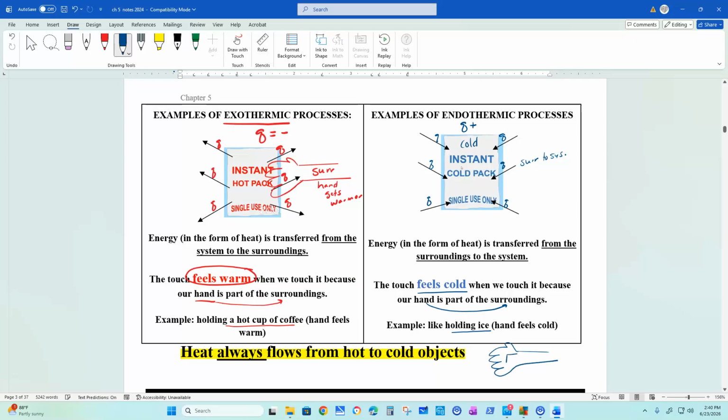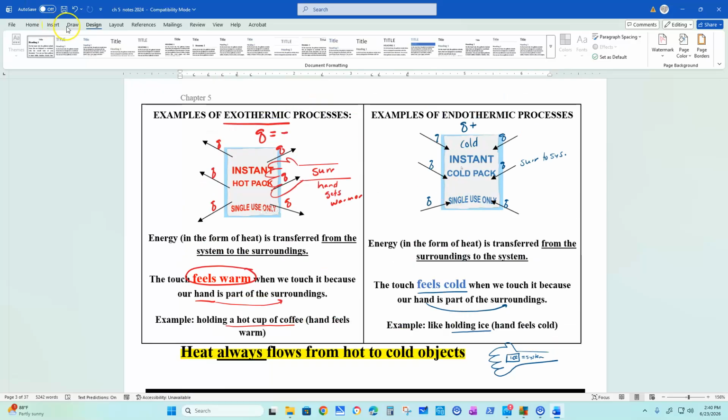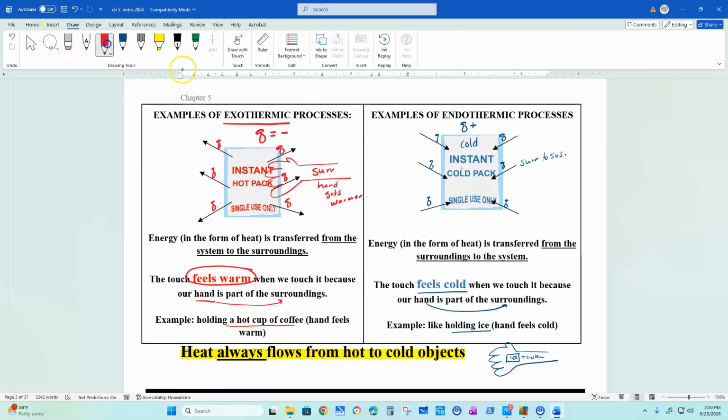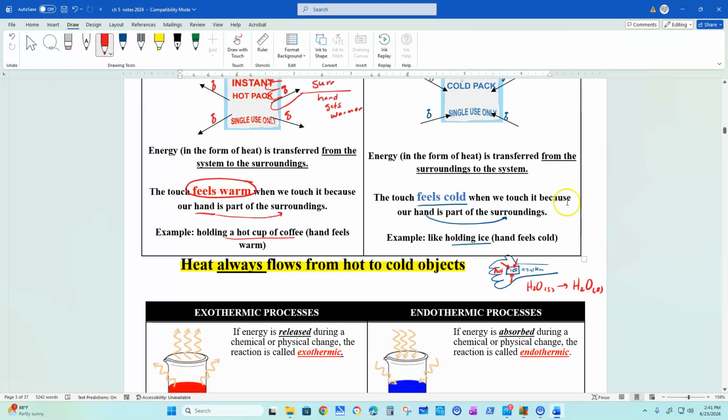So if we have this nice ice cube, aka our system, okay, our hand is actually considered very hot compared to that ice. And all that heat from our hand is coming in. And what's going to happen to that water ice solid? Well, it's going to change into water liquid. Okay, and we call that melting. Okay, that's why it's called melting ice.